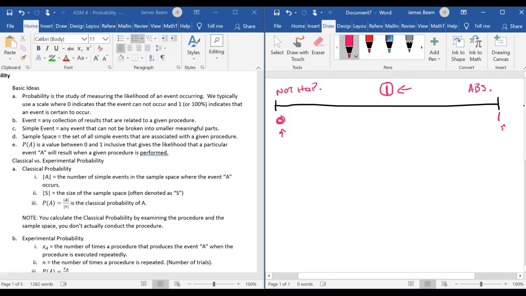All right, so anyway, probability runs from 0 to 1, but we put it on a spectrum because things can be anywhere in between in likelihood. So that's what we got.